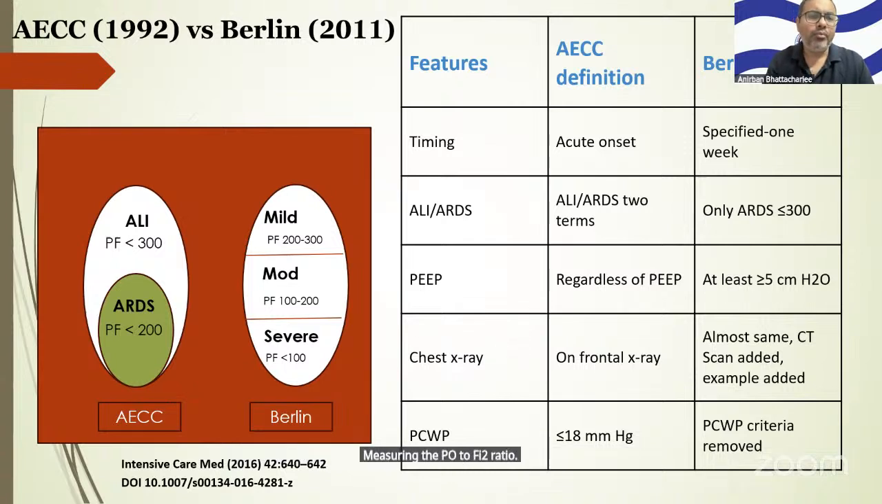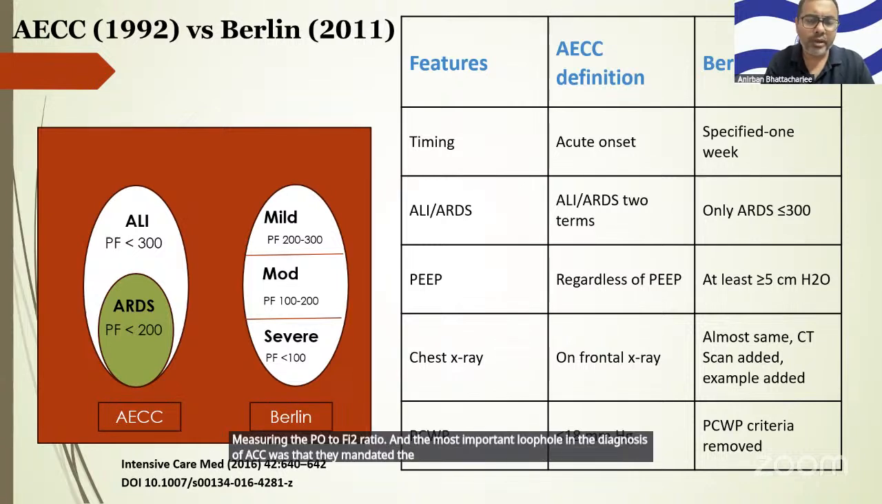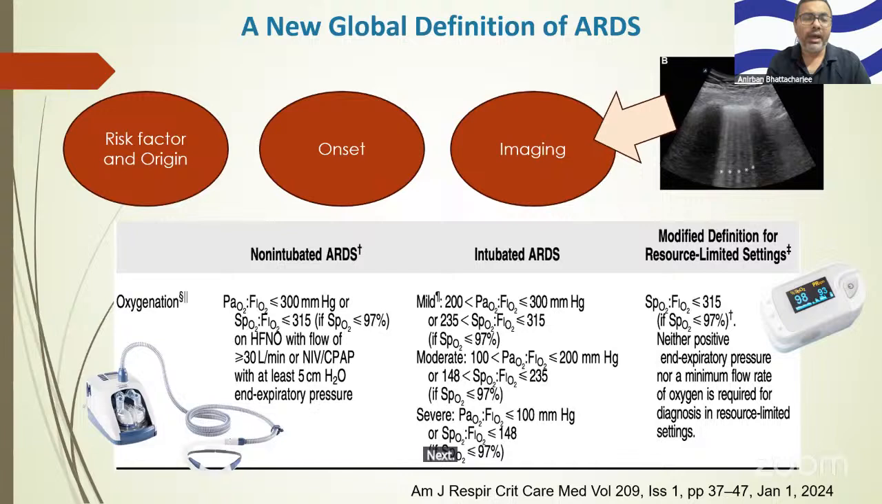And the most important loophole in the diagnosis of ARDS was that they mandated the use of pulmonary capillary wedge pressure to rule out a cardiogenic cause of ARDS, which is not feasible in the majority of cases, and that is the reason why the Berlin definition did not go ahead with the criteria anymore. Next. However, over the last decade, we have seen changes in the way we diagnose and manage ARDS.